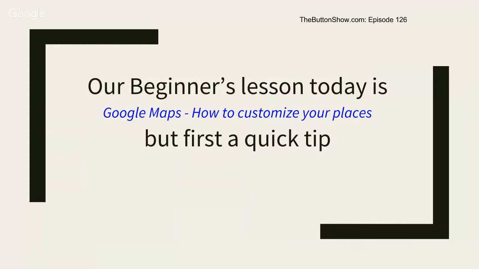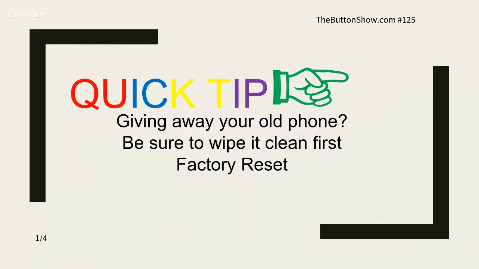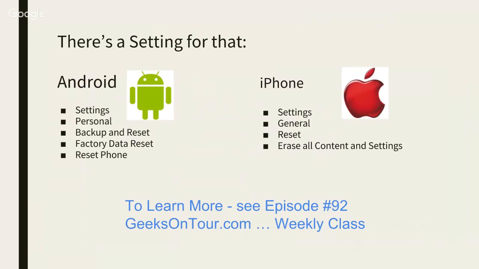I have a tip about factory reset. Okay. So if you're giving away your old phone, be sure to wipe it clean first. So I needed a new Android phone, so I decided that I could use Jim's old Android phone. And I wanted to wipe it clean so that it was mine. And I figured, gee, that's something I want to make sure people know.